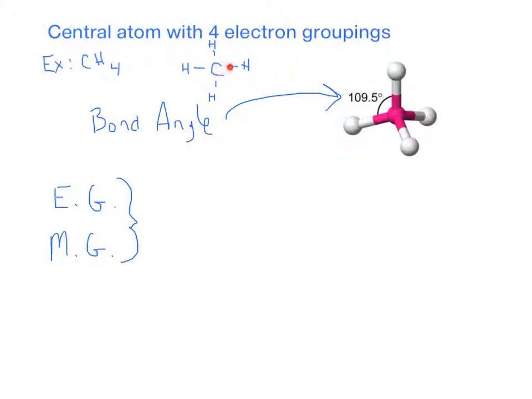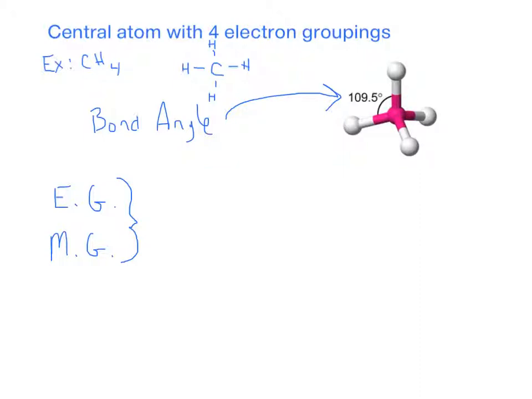If it was flat, it would be 90, but we have to remember it's 3-dimensional, and so they can actually increase the bond angle by going out of the plane. So 90 is less than 109.5. This we see a lot with carbon. It's got these 4 things at 109.5 degree bond angle.